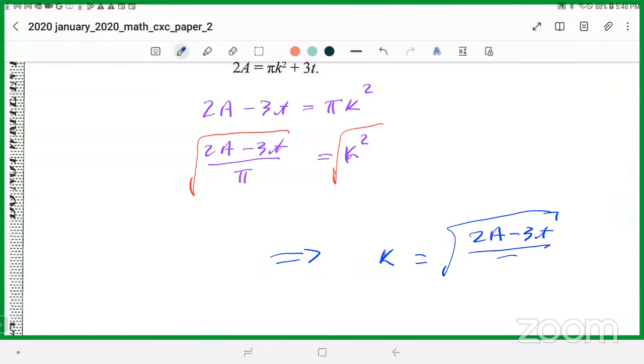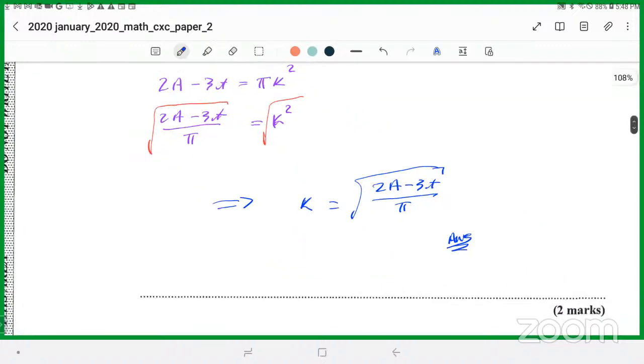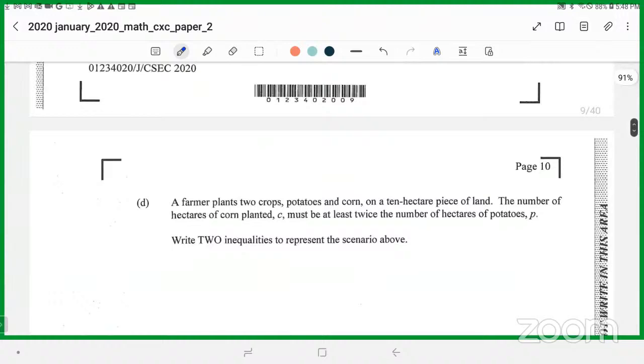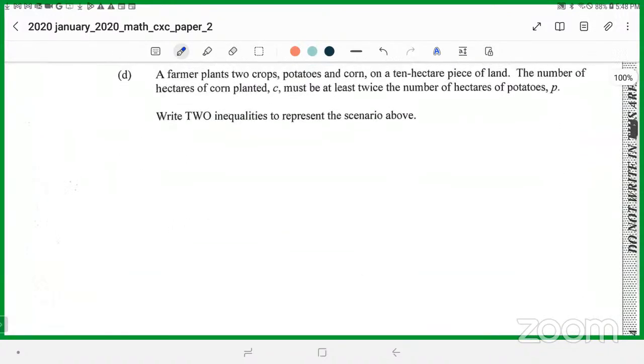Divided by pi, everything under the square root sign. But I go with that. That's my answer. Yes, sir. All right, good. Nice and easy, eh? Nice and easy. You can do it in the class, you can do it in the exam.